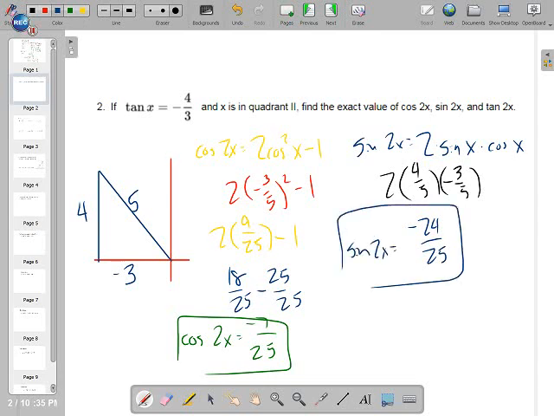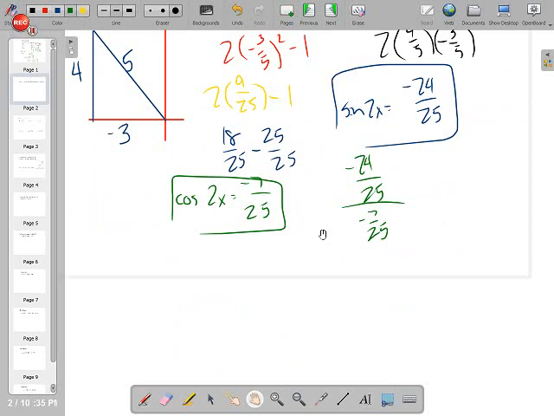Lastly, just how I did it before, I'm going to take the sine over the cosine, so negative 24 25ths divided by negative 7 25ths, and this will get me the tangent. So the tangent is negative 24 over 25 times the reciprocal, 25 over negative 7. It's important you keep track of the signs. The negatives are going to cancel out. A negative divided by a negative is positive. And here you can just cancel those out, and you end up with a positive 24 over 7. So the tangent of 2x is 24 over 7.